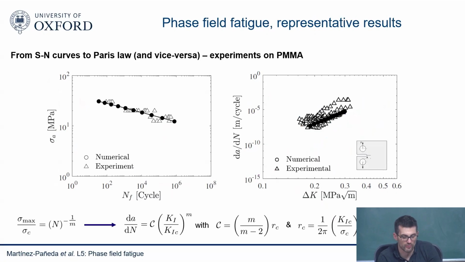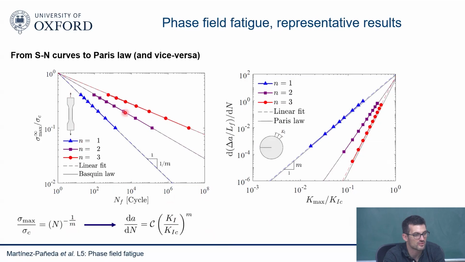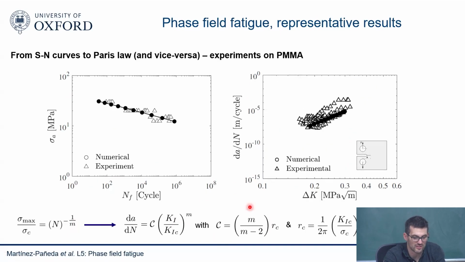We have also shown theoretically, with some calculations and integrations, that by considering a damage mechanics approach, you can determine that the C value and the m value of the Paris law are related to the SN curve. The m is the inverse of the slope of the SN curve, and the C is related to this fracture process zone that depends on the fracture toughness and the m. And here you can see the comparison of the model with experiments on PMMA.